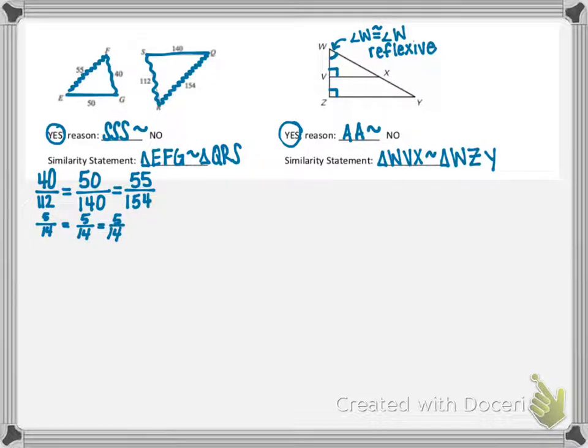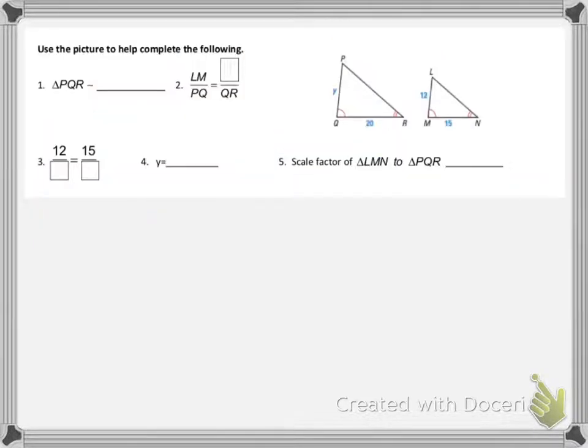All right. We're going to use this picture over here to complete the following. So triangle PQR. I would love for you to pause me and go ahead and fill this out yourself, because I know you can do it after the ones that we just did. Okay, so triangle PQR is similar to triangle. P matches up with L. Q matches up with M. R matches up with N. So triangle LMN.